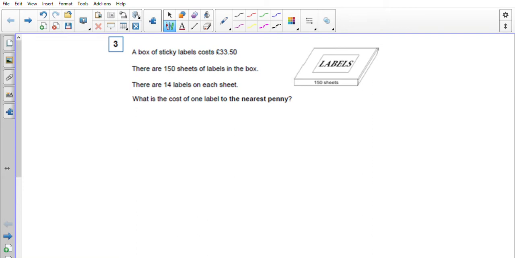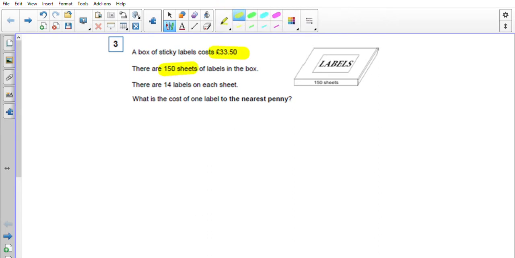Okay, I am going to do a quick run through of question number 3, because question number 3 has proven itself to be rather tricky today, and I thought it might be good to do a bit of a tutorial for it. Okay, so we've got a box of sticky labels, costs £33.50, lovely specific amount.